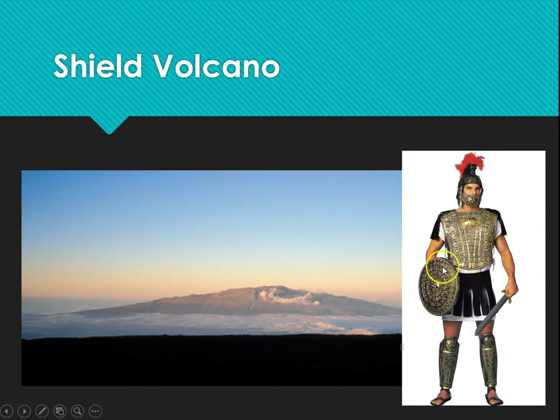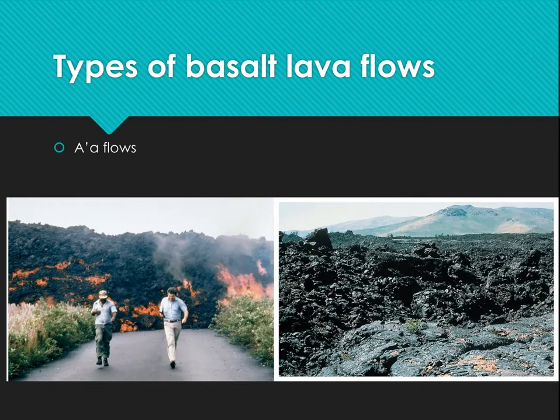If you were to take that shield and lay it face up on the ground, it makes this really kind of gentle slope to it, which is exactly what a shield volcano looks like. These are actually kind of hard to recognize as volcanoes. These are the largest on Earth. They can erupt for millions and millions of years, and a single eruption can go on for a very long time. For instance, Kilauea has been erupting for over 30 years now in one single eruption.